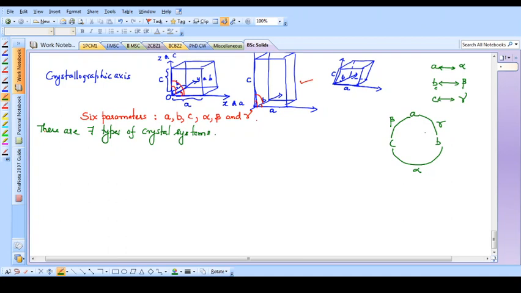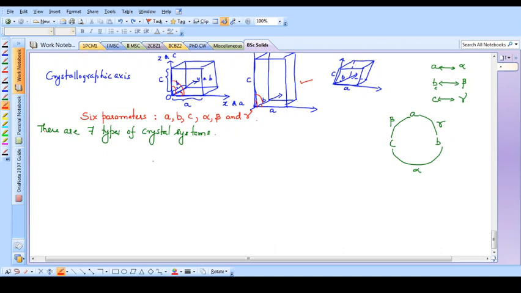Now it is very easy to understand. The angle between A and B is called gamma, because gamma is written between A and B. Similarly, the angle between B and C is called alpha, because alpha is written between B and C. Similarly, the angle between A and C is called beta, because beta is written between A and C. So by using this diagram, it is very easy to remember what is alpha, what is beta and what is gamma.